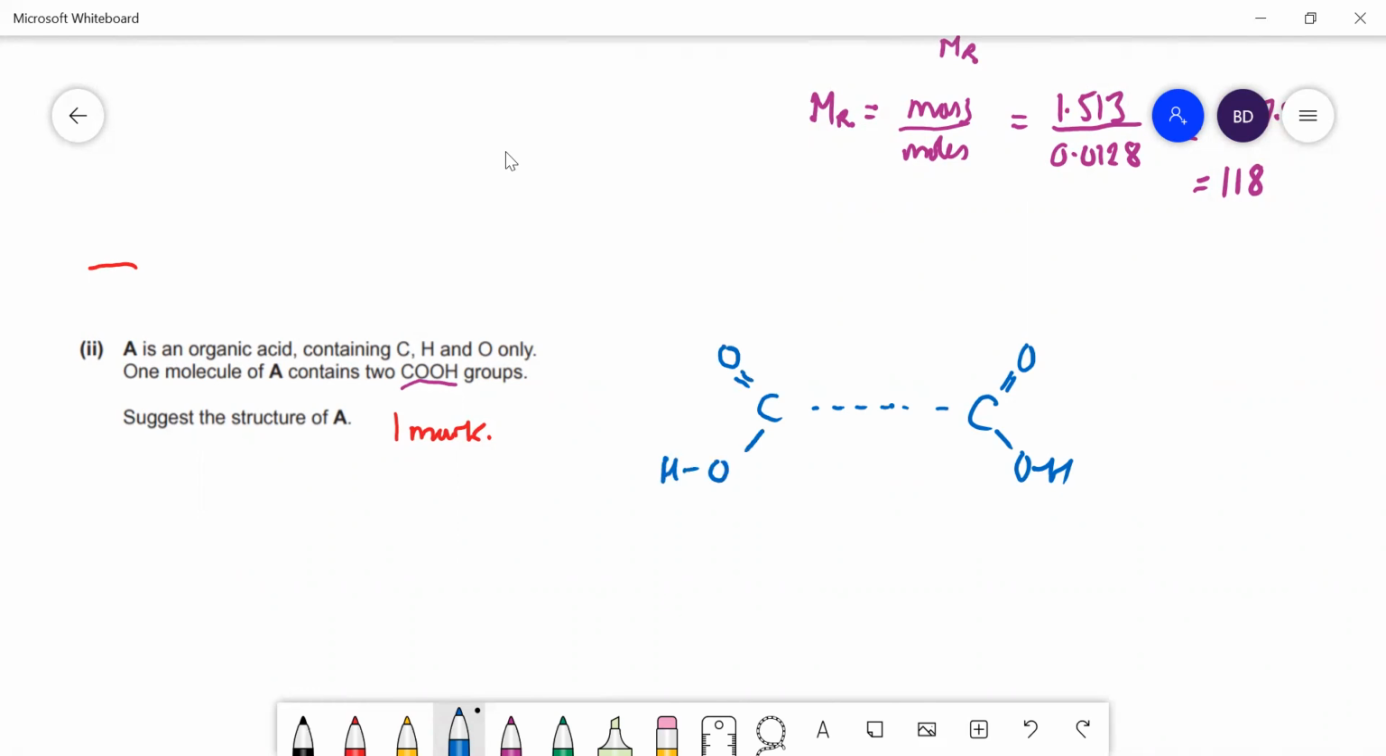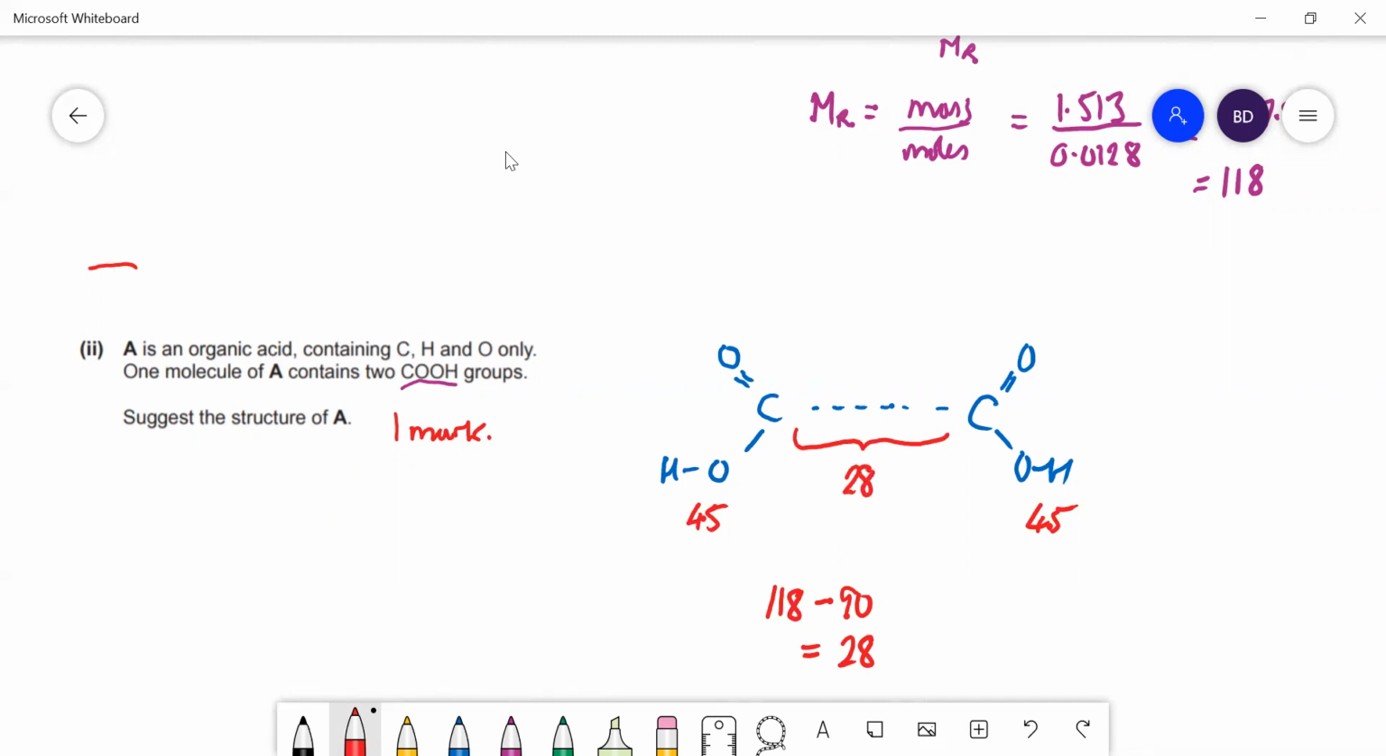Right. Each one of those is going to weigh, well, carbon is 12. The oxygens are 16. So that each one of them is going to be 45. Okay. So that means this bit in the middle, well, the whole thing weighs 118. Minus 2 times 45 is 90. So that bit in the middle has got, that's 28. So all this bit here has got to be 28.